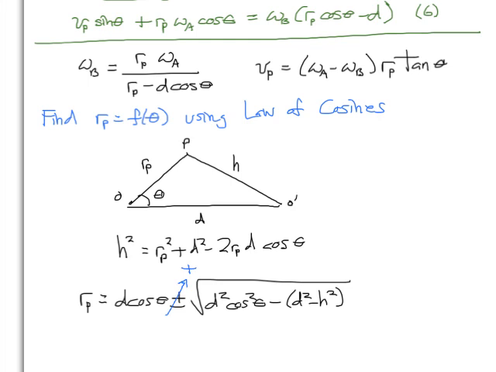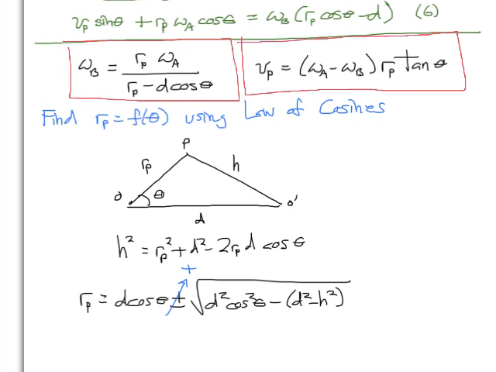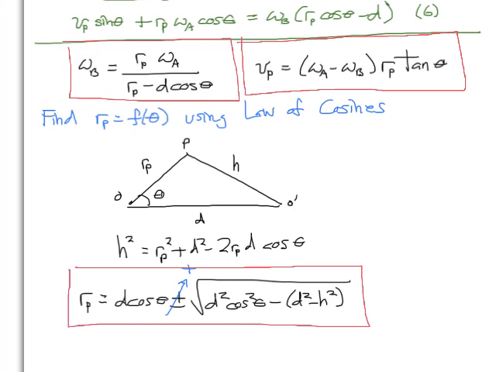So we now have three equations for our three unknowns. So here's our first equation for omega b, the angular speed of bar B. Our second equation, v sub p, which is our relative speed on bar A. And then we have the last part, which is the scalar r sub p, which is telling us the distance between point O and point P.